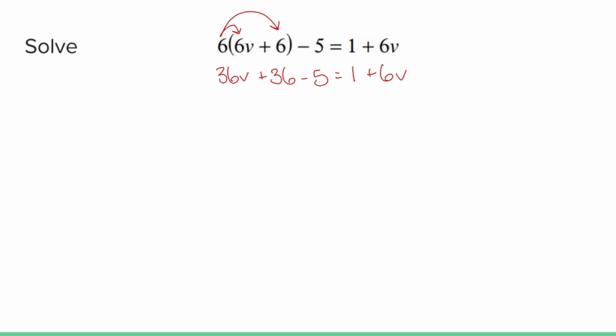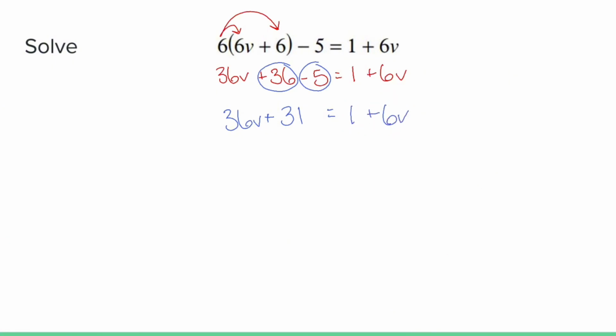Now we have variables on both sides of the equal sign, but what we also have is the ability to combine like terms on one side of the equal sign. So let's take care of that. 36 minus 5 is 31. Drop down the 36v. That's v, that's positive, so make it 31 positive 1 plus 6v on the right.